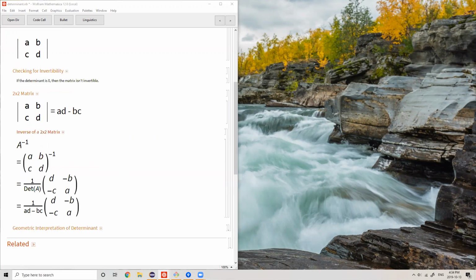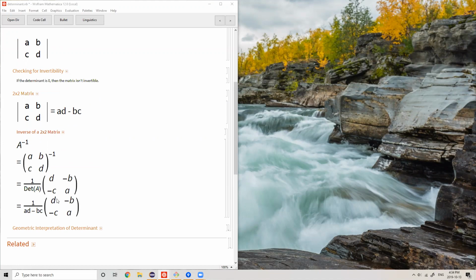To compute the inverse of a 2 by 2 matrix, we swap the components A and D, and we leave the components B and C in place, but we make them negative. Then we scale each of the matrix elements by 1 over the determinant. In other words, by 1 over AD minus BC.